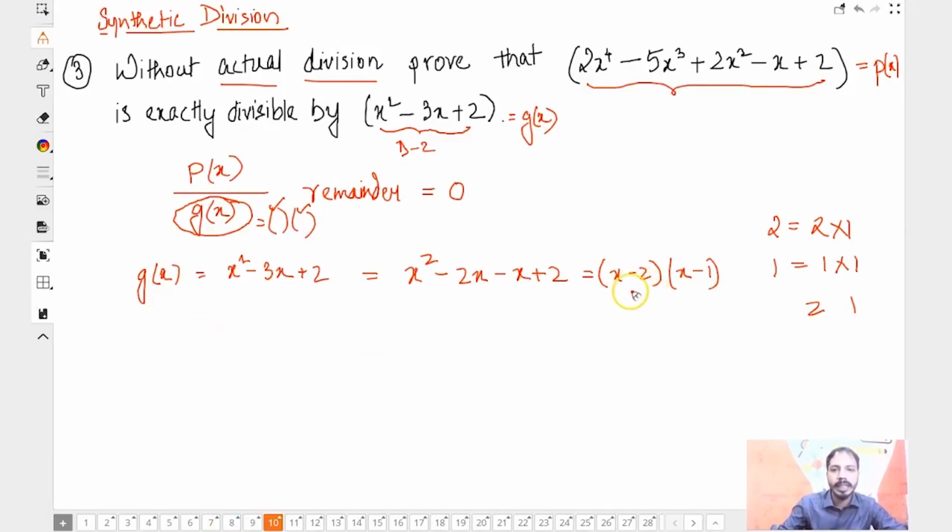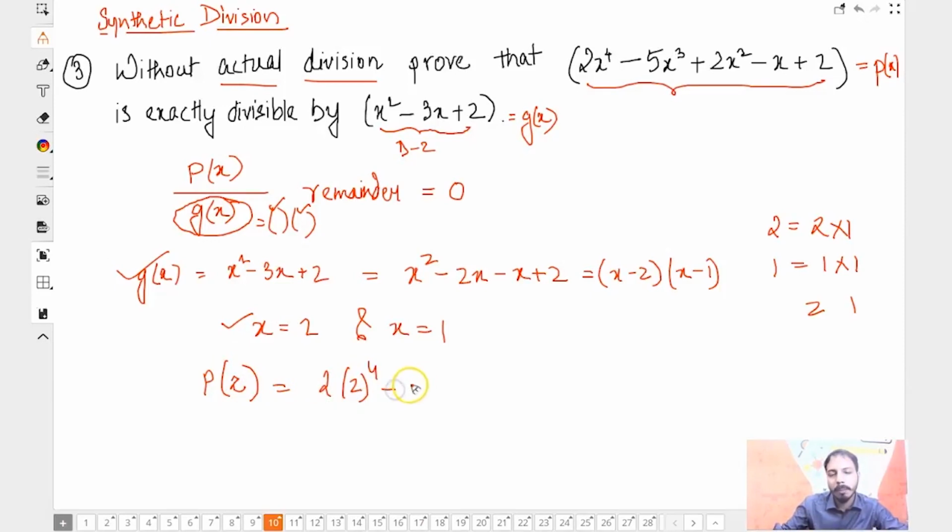So this is how we can do this. Now let us check for this. We need to check for x is equal to 2 and for x is equal to 1. If for both of these p of x becomes 0, that means p of x is divisible by this and this, then it should be divisible by g of x. So p of 2 we will check first. So p of 2 means 2 into 2 to the power 4 minus 5 into 2 to the power cube plus 2 into 2 to the power square minus 2 plus 2.